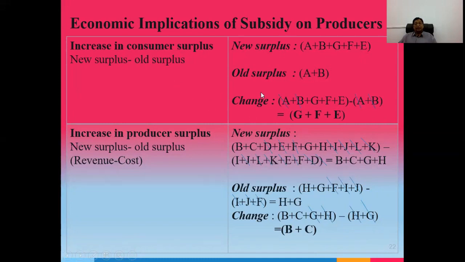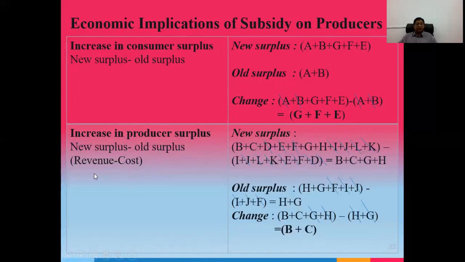Then the difference between old surplus and new surplus is positive G, positive F, positive E. Increase in consumer surplus is given by the area of G, F, E. They are positive because it is an increase. Then increase in producer surplus: again, that is the difference between new surplus and old surplus.